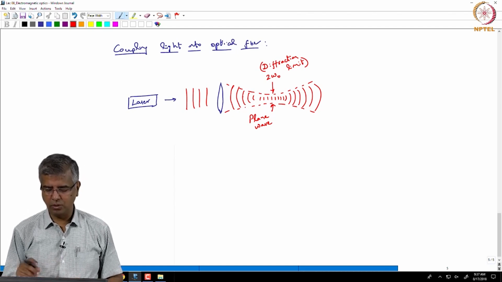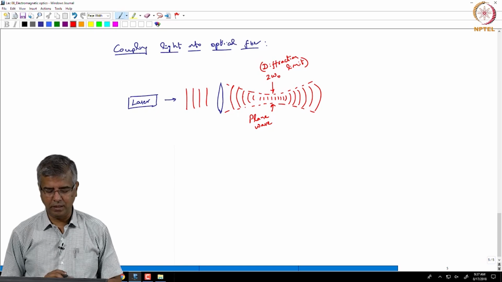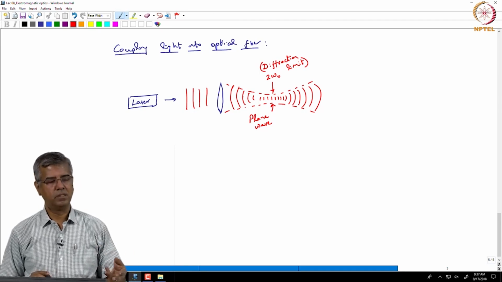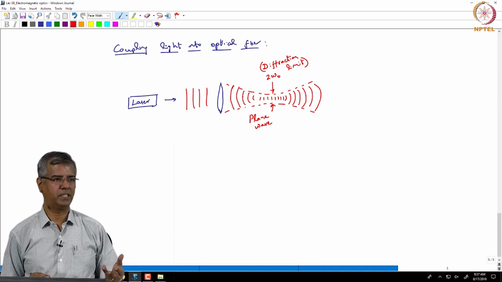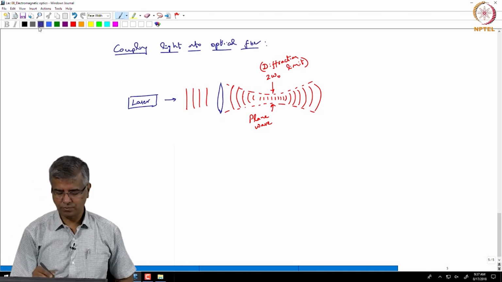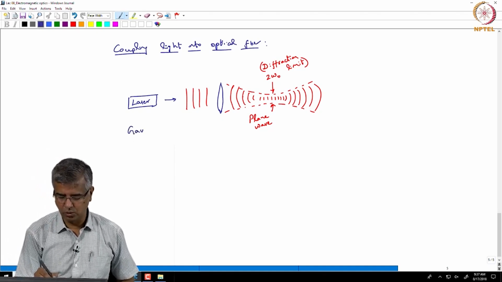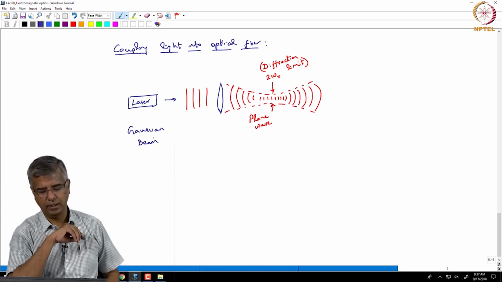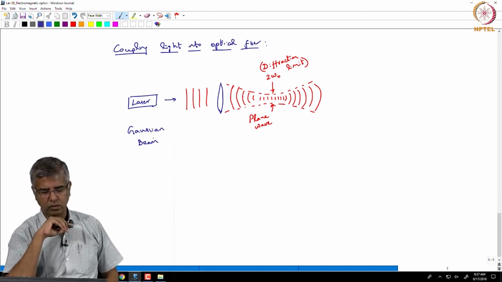Okay. So before we get to some of the specifics, let's just examine what this laser light represents. Now we said all waves, you solve what is called the Helmholtz equation and get a solution for the Helmholtz equation. One of those solutions corresponds to a Gaussian beam, okay.